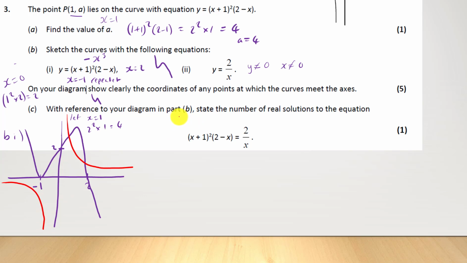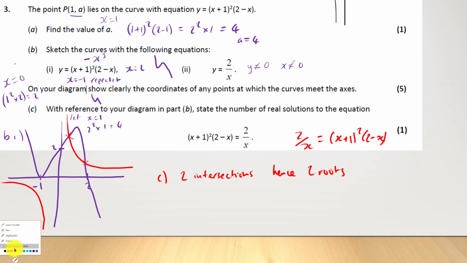And part c, with reference to your diagram in part b, state the number of real solutions to the equation. So I've written here, there's two intersections, hence two roots, because they're asking us to solve when this equation from above equals 2 over x. We can see it here. So two intersections, hence two roots, or two solutions. And that's done, an easy 1 mark.